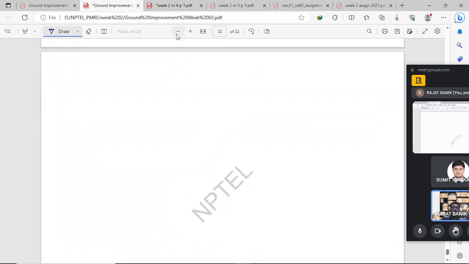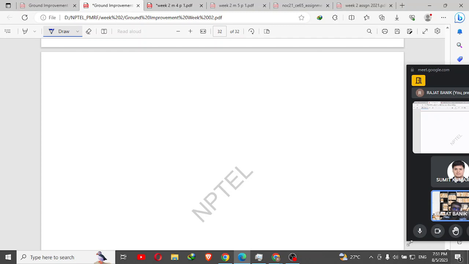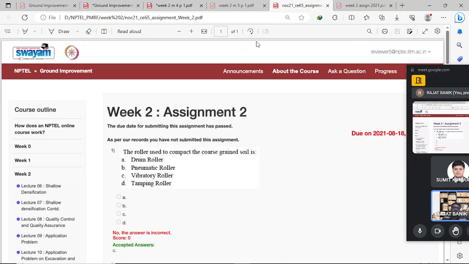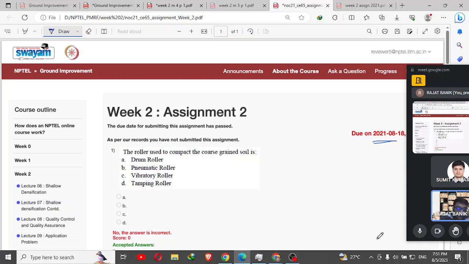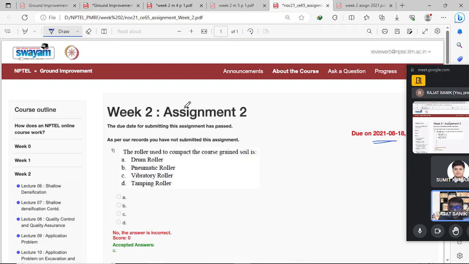So now we try to see the previous year's 2021 assignment problems. Actually, timing is very short, so we quickly go through the assignment problems one by one.